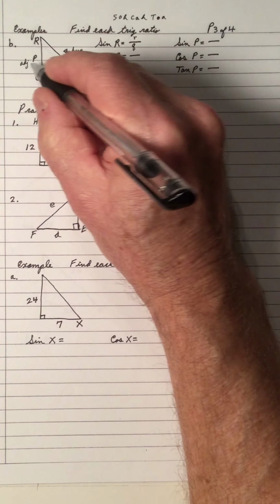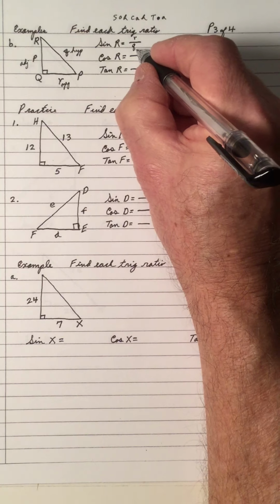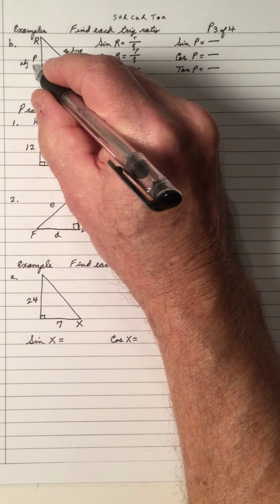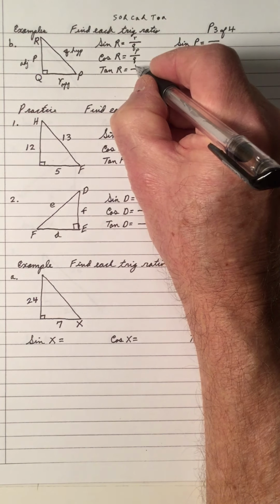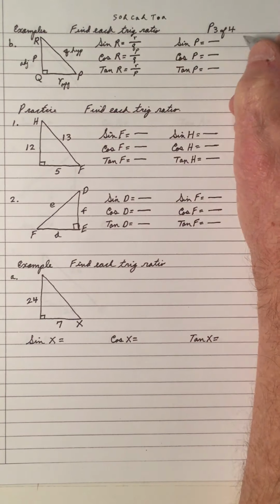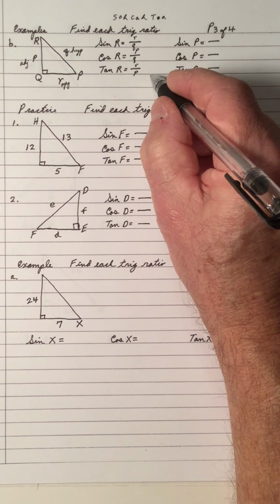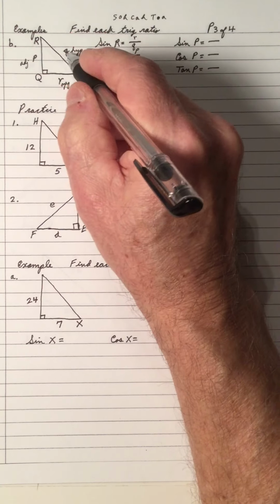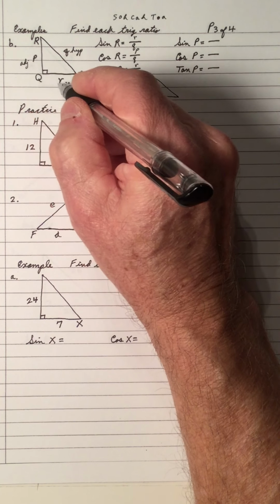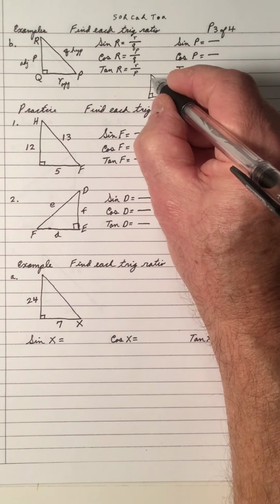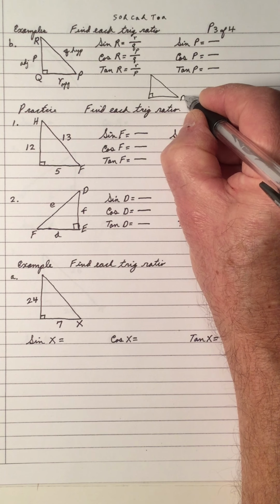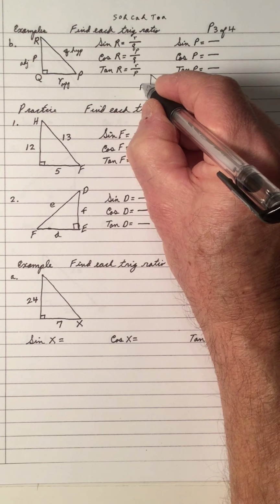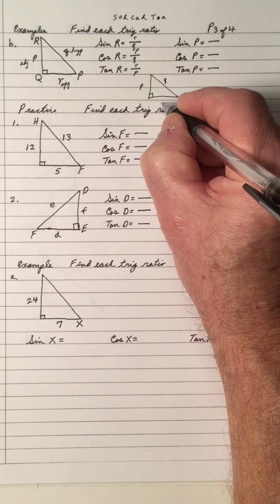Cos is adjacent over hypotenuse, which is P over Q. And tan is opposite over adjacent, R over P. And if I want to do angle P, again, if you rub these out, you can put opposite, adjacent, hypotenuse like that. But if I'm going to do angle P, so if this is angle P, this is P, Q, and R.